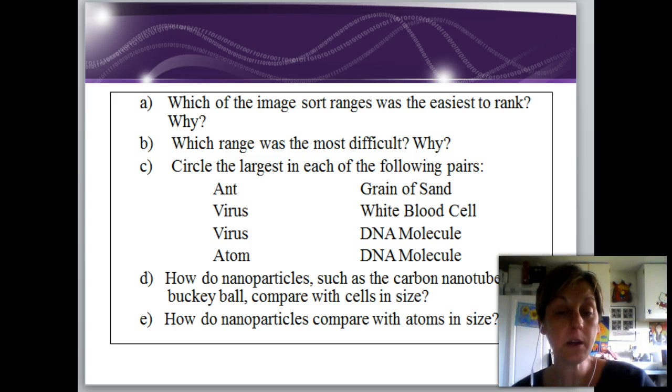And then think about, how do nanoparticles like the carbon nanotube or the buckyball compare in size with a cell? Are they similar? Are they different? What do you think? And then finally, how do nanoparticles compare with atoms in size? So pause the recording, jot down some of your ideas on this, and then we'll move on.